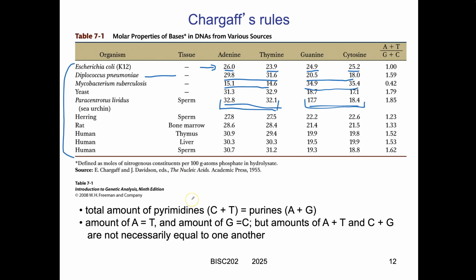So before the next video, just give that some thought and ask yourself, what would this suggest? If the amount of adenine and thymine were always pretty much the same, and the amount of guanine and cytosine were always pretty much the same, what does that actually tell us about how the molecules are put together?